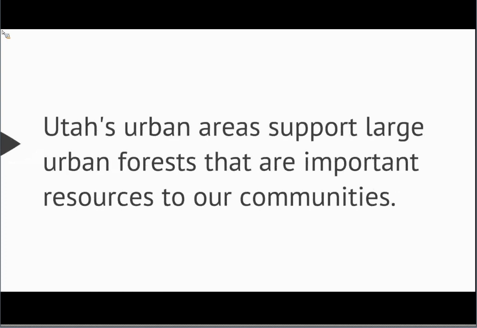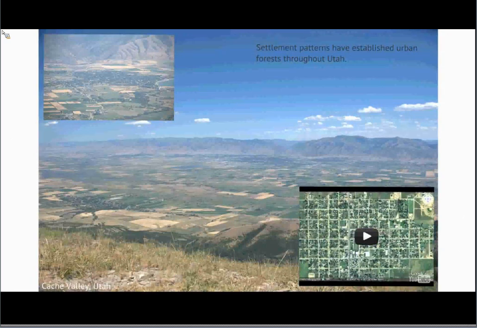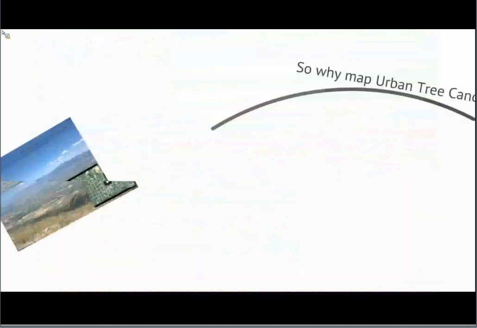So Utah's urban areas support large urban forests that are very important resources to our communities. And these have really largely been driven through settlement patterns. When the pioneers came into the valleys, you'll see some of the accounts saying that there were really no trees in the valleys at all. And so you can see there in the background, Cache Valley, you can tell where the settlements are, looking at Logan, Hyrum up there in the upper left-hand corner, Wellsville, and some of the other towns down there at the bottom of the picture. You can see where those communities are because really they are lined with trees. And so these urban tree canopy components are quite important.